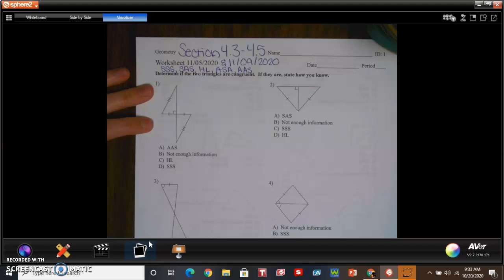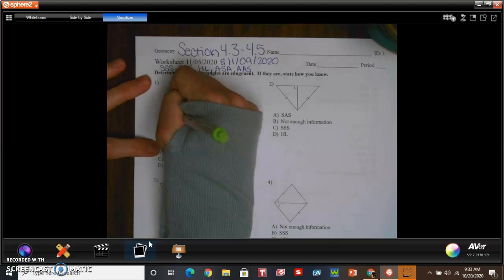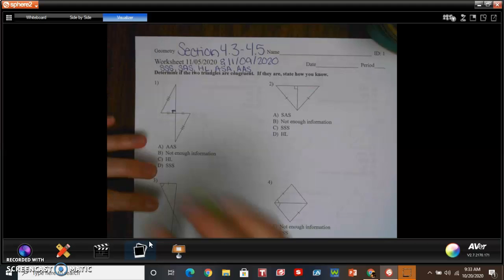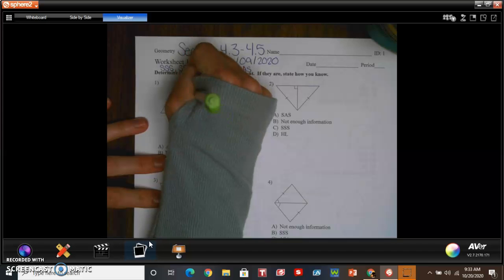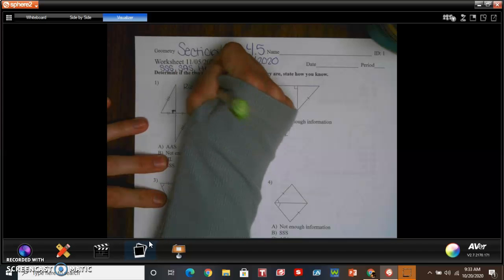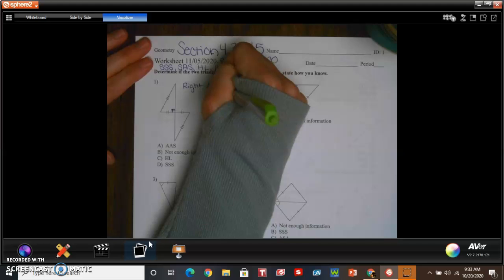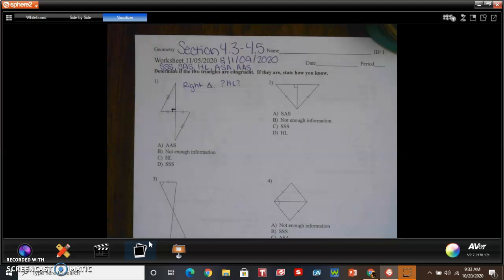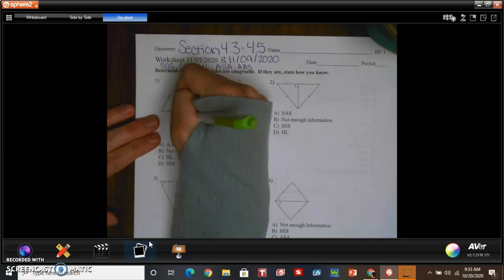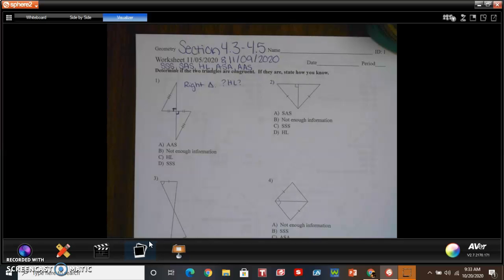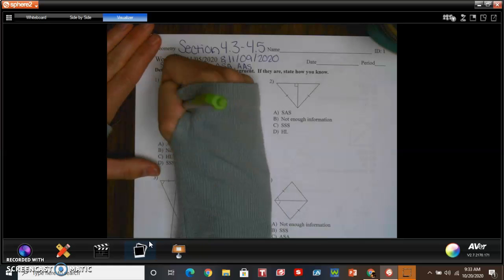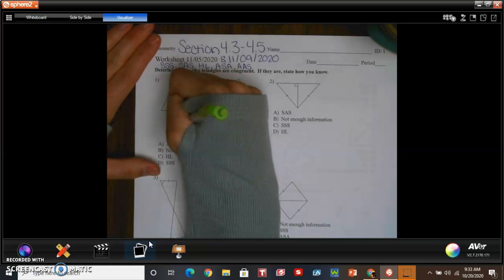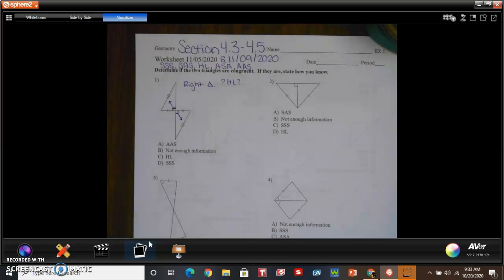Okay, so here we go. First thing I noticed for number 1 is this box. Remember, this box means that it is a right triangle. All right, if it is a right triangle, the first thing you want to check is HL, because remember, HLs only work for right triangles. All right, if this is a right angle, that means this is a right angle because they're vertical. And when you're checking HL, you go across from the box, like so, and see if they're the same.